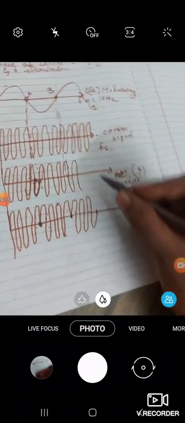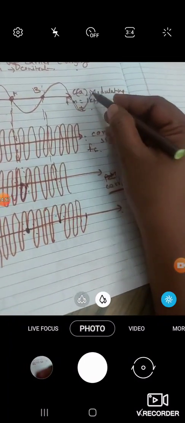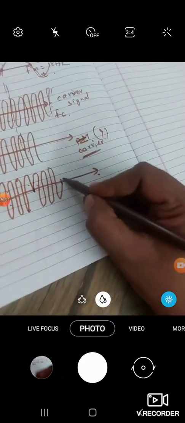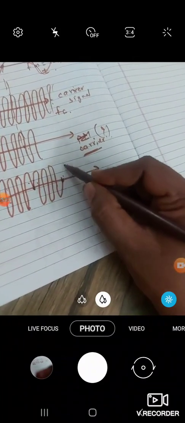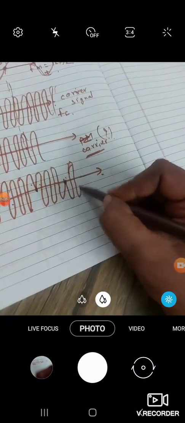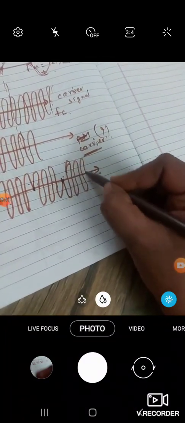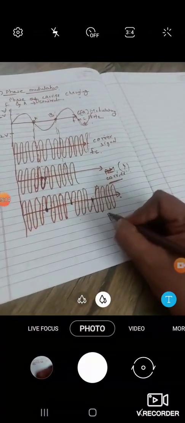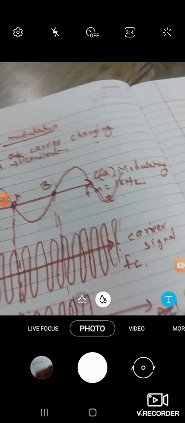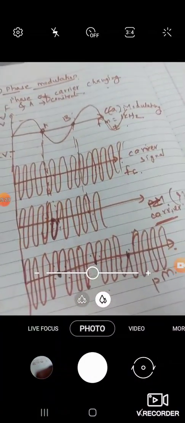If we look at the transition here, then here it will be negative, and the carrier here will be as it is. So what is the change here again? Instead of going in this direction, it will have a 180 degree phase shift, and the carrier of phase modulation, or the signal of phase modulation, will be drawn in this way. So this is the concept of the phase modulation.